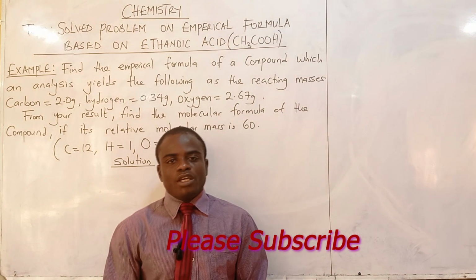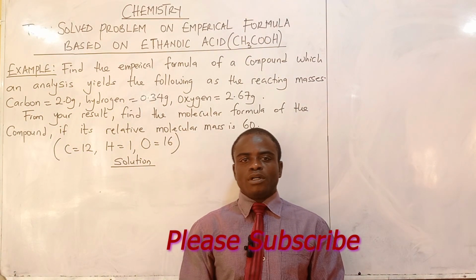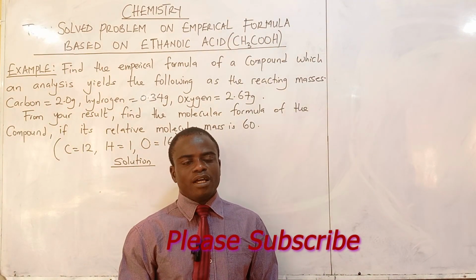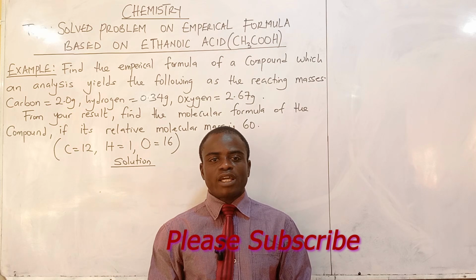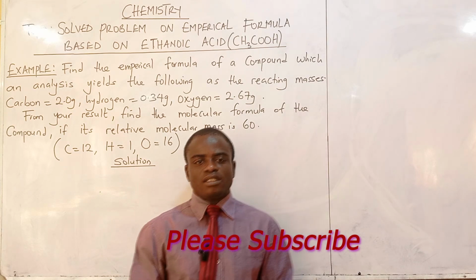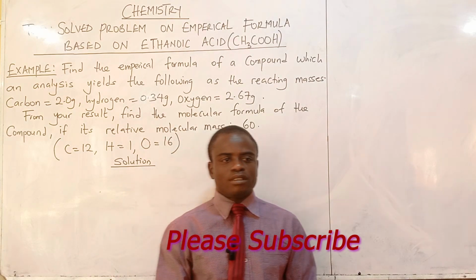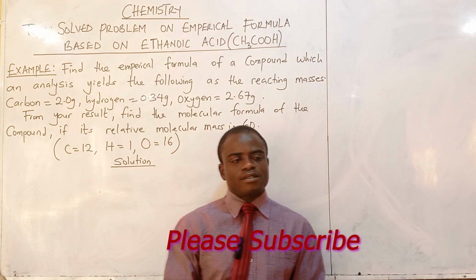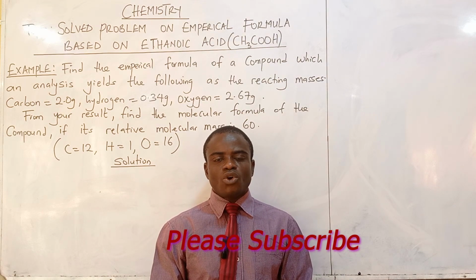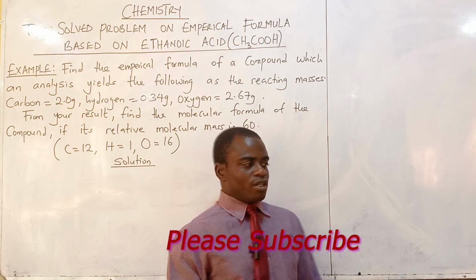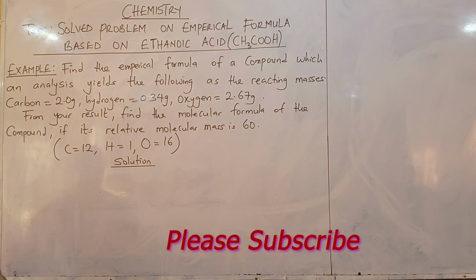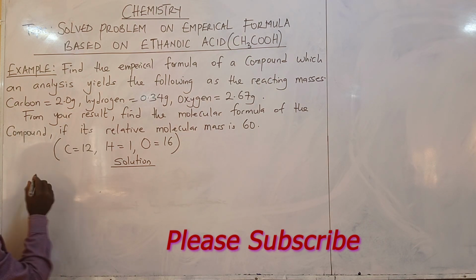Good day, students. Today we want to solve a problem on empirical formula based on ethanoic acid, and the ethanoic acid formula is CF3COOH. Okay, now let's see what's on the board. Find the empirical formula of a compound which an analysis yields the following reacting masses.